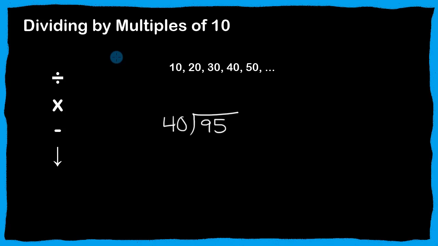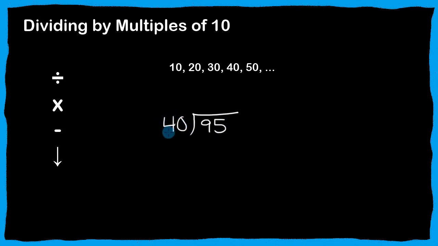Okay, today we're going to look at dividing by multiples of 10. When we divide by multiples of 10, it's a little bit trickier because now we're dividing by two-digit numbers, but we're actually going to be doing the same steps. If you recall, in long division, we divide first, then we multiply, then we subtract, and then we bring a number down, right? So here we have 95 divided by 40.